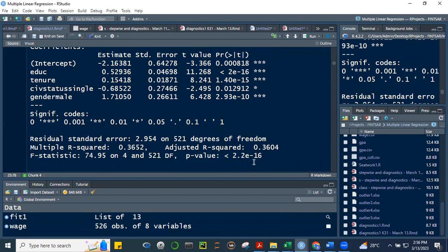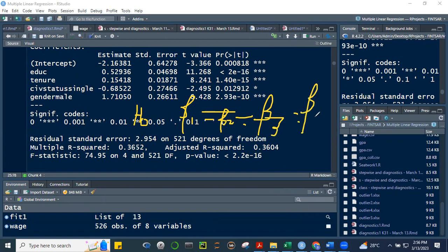For the overall goodness of fit test, if you recall, class, our null hypothesis here is H null: beta 1 is equal to beta 2 is equal to beta 3 is equal to beta 4 is equal to 0. By the way, we don't include the intercept in our overall goodness of fit test. The adjusted R squared is 36%, which means that 36% of the variation of your hourly wage dependent variable can be explained by our model using these 4 parameters.